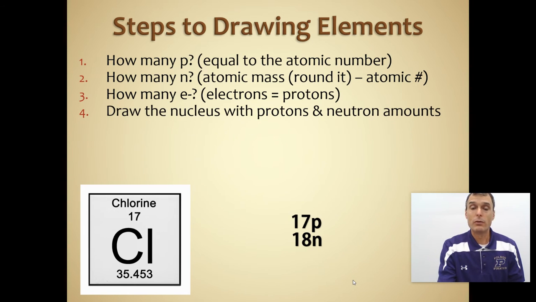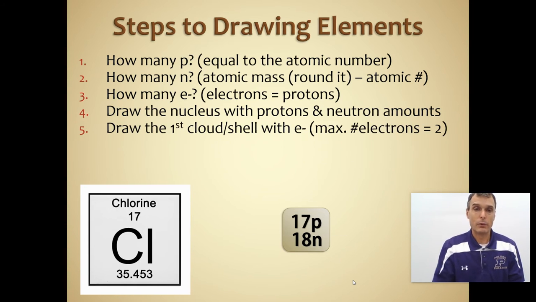Then we're going to draw the nucleus with the protons and the neutron amounts in it. So there we have it. There's our nucleus with our protons and neutrons in it. That's exactly how you want to draw it. Just put the numbers and the symbol next to it. Then we're going to draw the first cloud with electrons in it. It can have a maximum of 2 electrons in it.